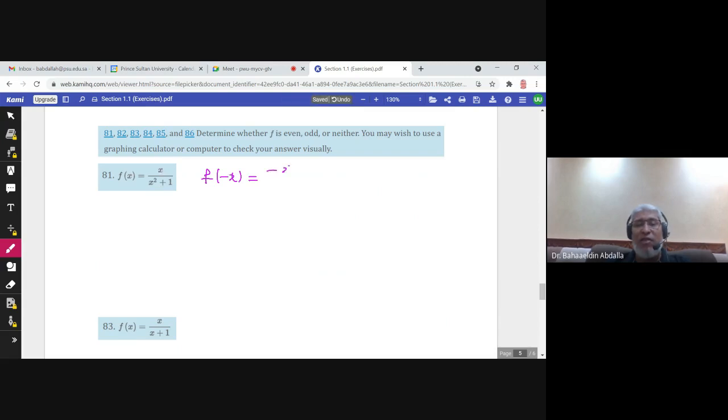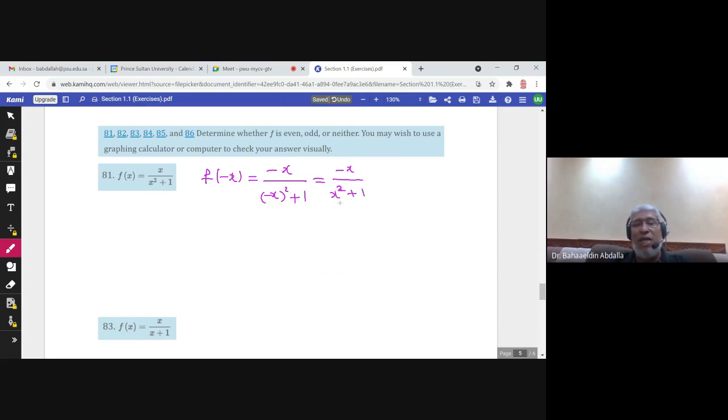So we have negative x here, and negative x raised to the power 2 plus 1. So we replaced x by negative x. We have negative x over... Now this negative to the power 2 will disappear. So we will have x squared plus 1.